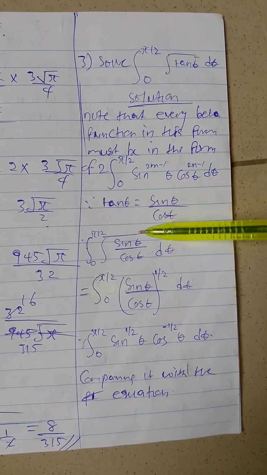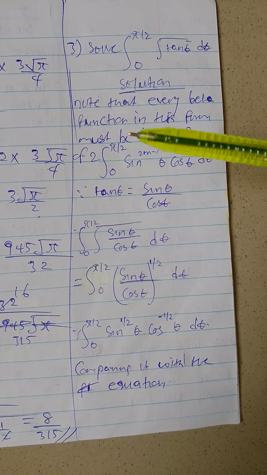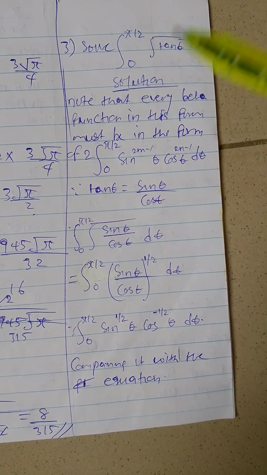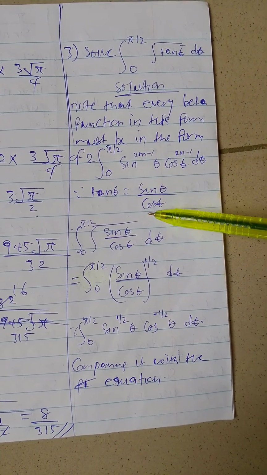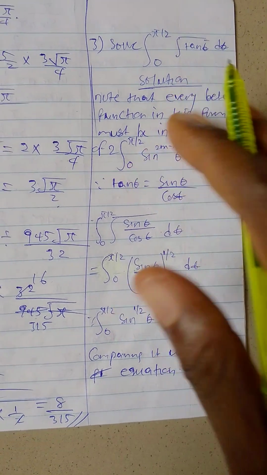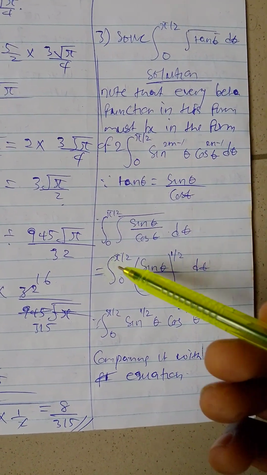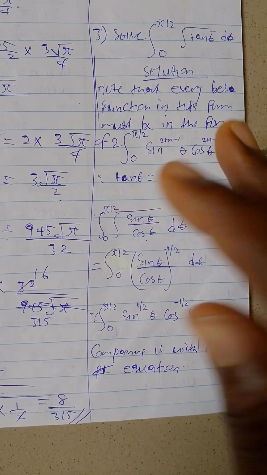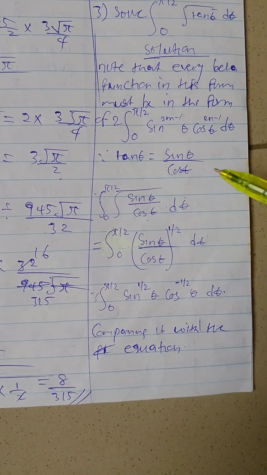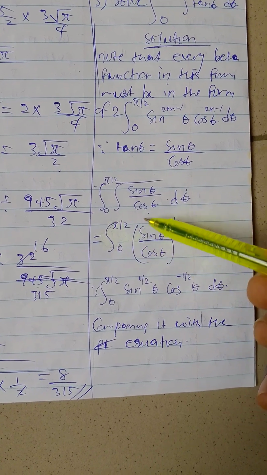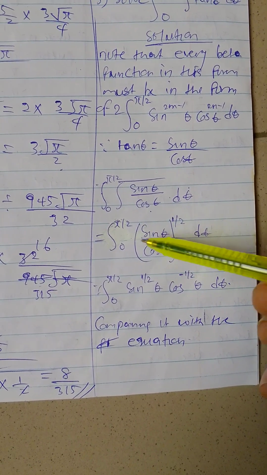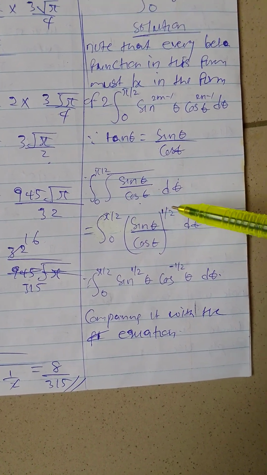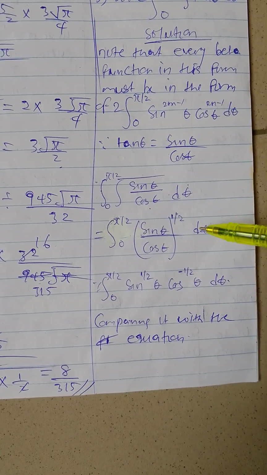So I know that in trigonometry, tan theta simply means sin theta over cos theta, right? So therefore let's put this inside here. That becomes integral from 0 to pi over 2 of square root of sin theta over cos theta. Now I know that square root is the same thing as power half, so that becomes the integral of bracket sin theta over cos theta raised to power half d theta.